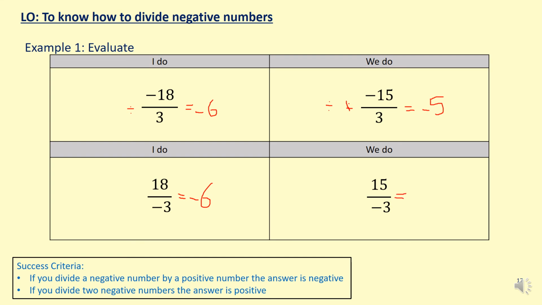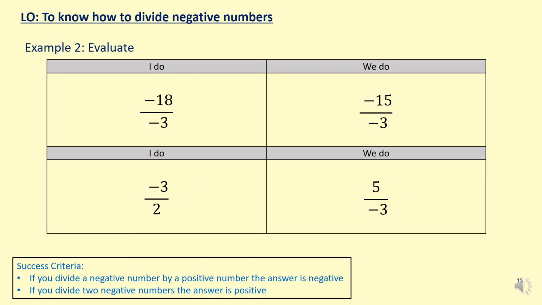Hopefully you all got negative 5, because you do 15 divided by 3, which is 5, and then you say positive divided by negative is negative. Okay, another fraction. I know I need to divide top by bottom. So 18 divided by 3. Okay, 18 divided by 3 is 6.